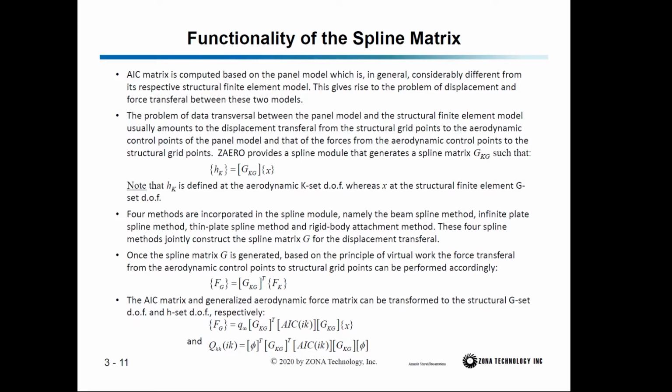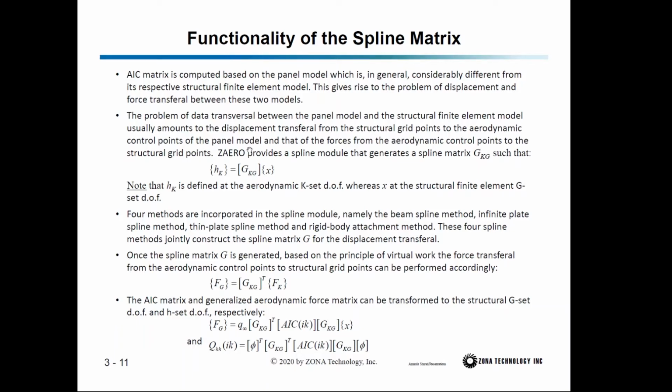And then we need a spline matrix. AIC is computed based on the panel model, which is in general considerably different from its respective structural finite element model. This gives rise to the problem of displacement and force transfer between these two models. The problem of data transfer between the panel and the structural models usually amounts to the displacement transfer from the structural grid points to the aerodynamic control points of the panel model.